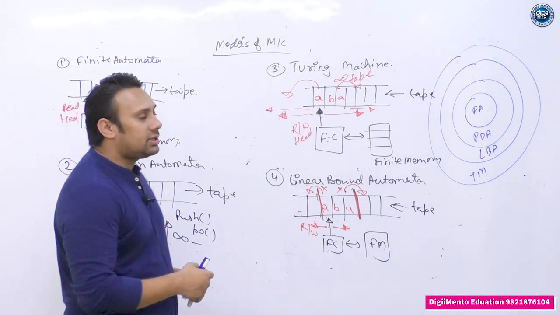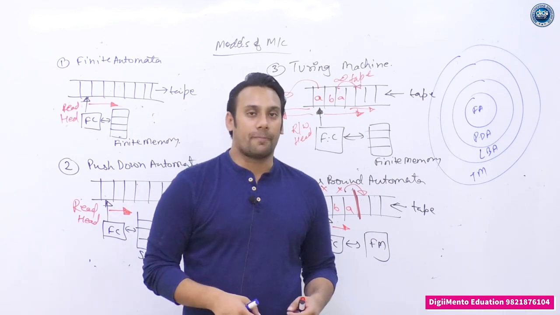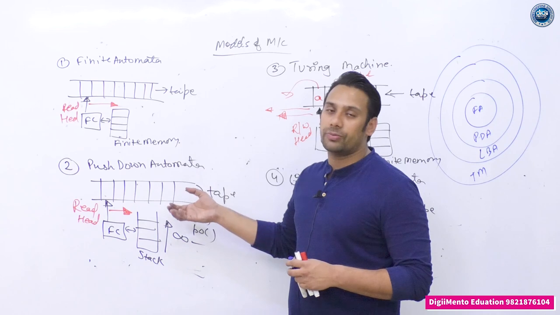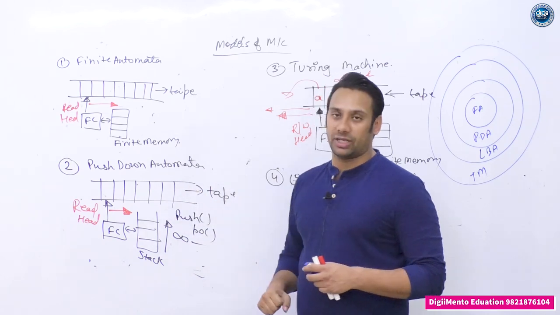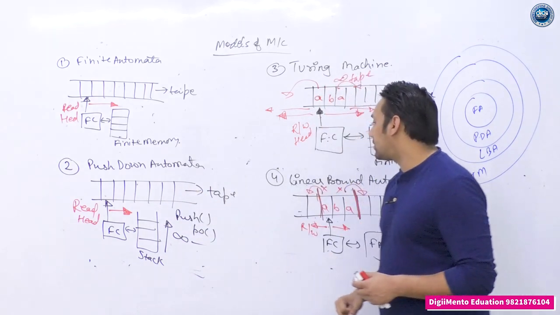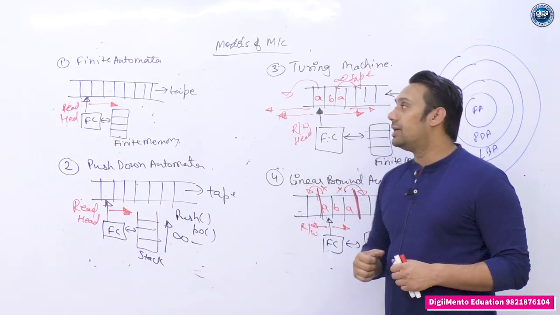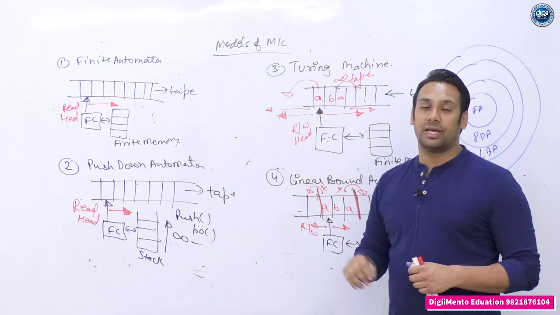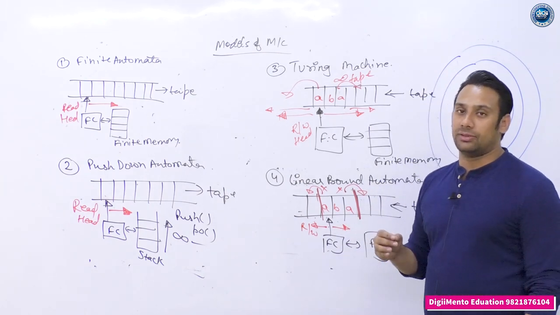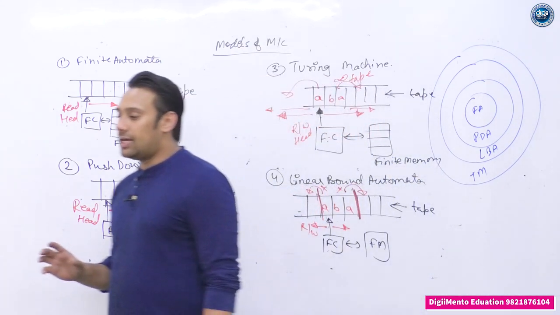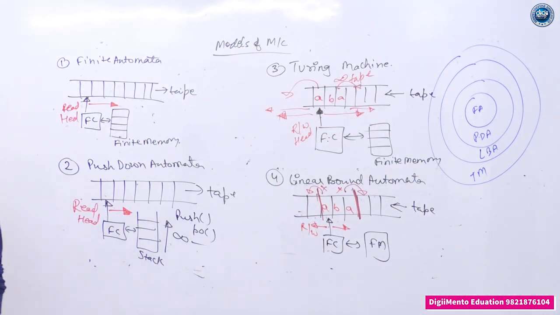The power means the capability of solving a problem. So it means this pushdown automata can solve more problems as compared to the finite automata, and this linear bound automata can solve more problems as compared to pushdown automata, and this Turing machine can solve more problems as compared to linear bound automata. So the most problems can be solved by the Turing machine as compared to any other machine.